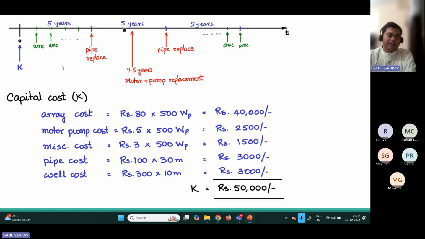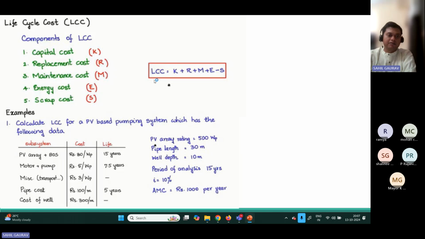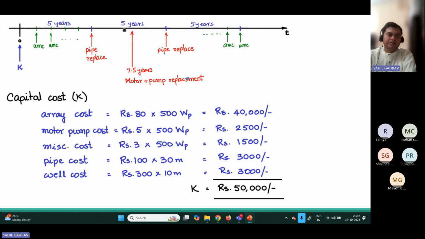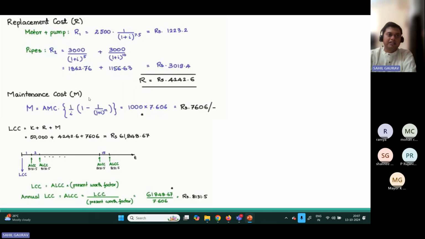On the time axis, the annual maintenance cost occurs each year, and the pipe replacement happens at some instant of time that is given in the problem. The pipe will be replaced after each 5 years, while the motor and pump are replaced at each 7.5 years. So you can calculate the capital cost first, that is the initial investment, and then the replacement cost will be covered, using the present worth of money.